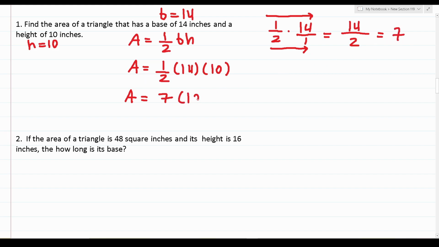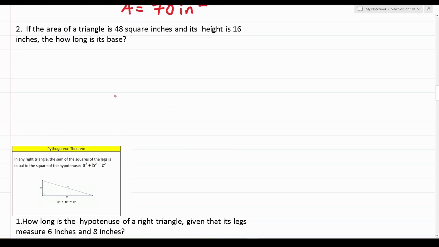Of course, we have this 10 off to the side there. So now, to find the area, you can see we have to do 7 times 10, which is going to be 70. So the area of this triangle is 70 inches squared. Of course, one thing I want to point out is that whenever you're talking about area, your units are going to be squared. So 70 inches squared. Let's take a look at number 2 now.